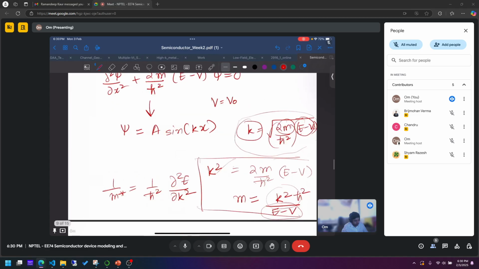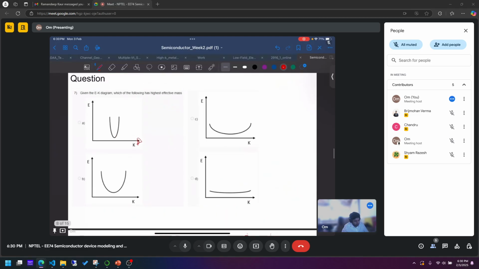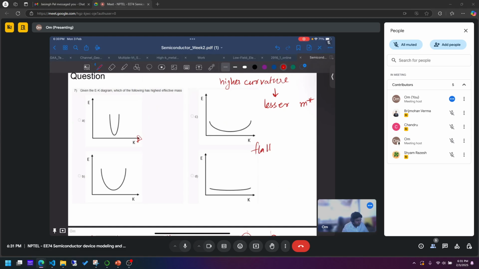So basically what this is telling us is the curvature. Higher the curvature, lesser is the effective mass, or a flatter E-k will have higher effective mass. So among these options, which has the highest effective mass? It would be option D, right? This is the flattest. There is minimum curvature here, so it will have the highest effective mass.